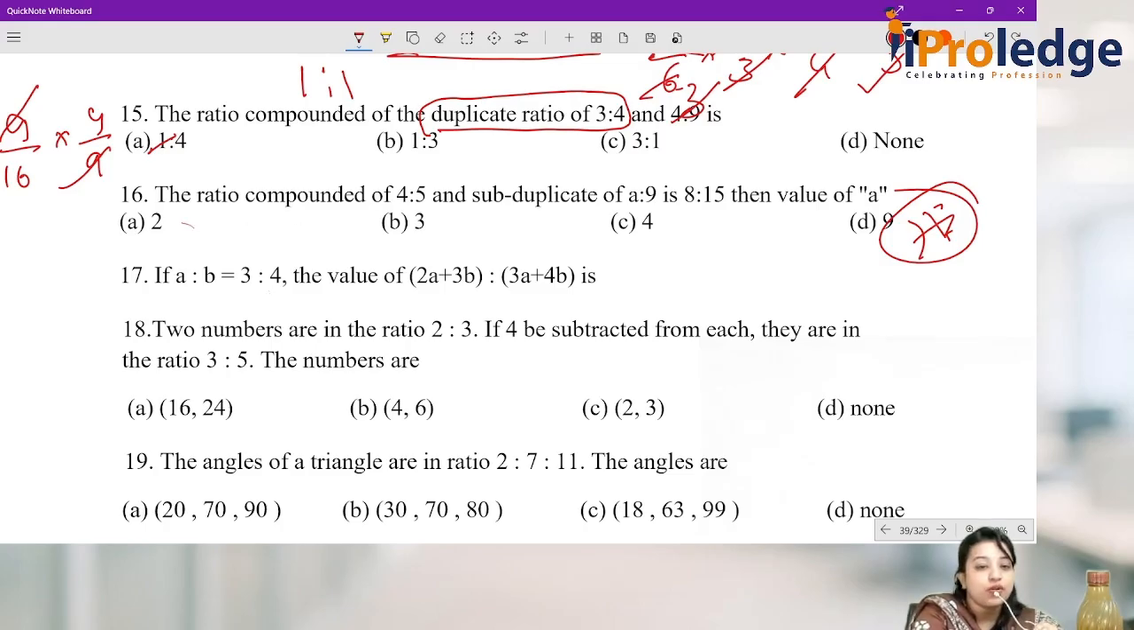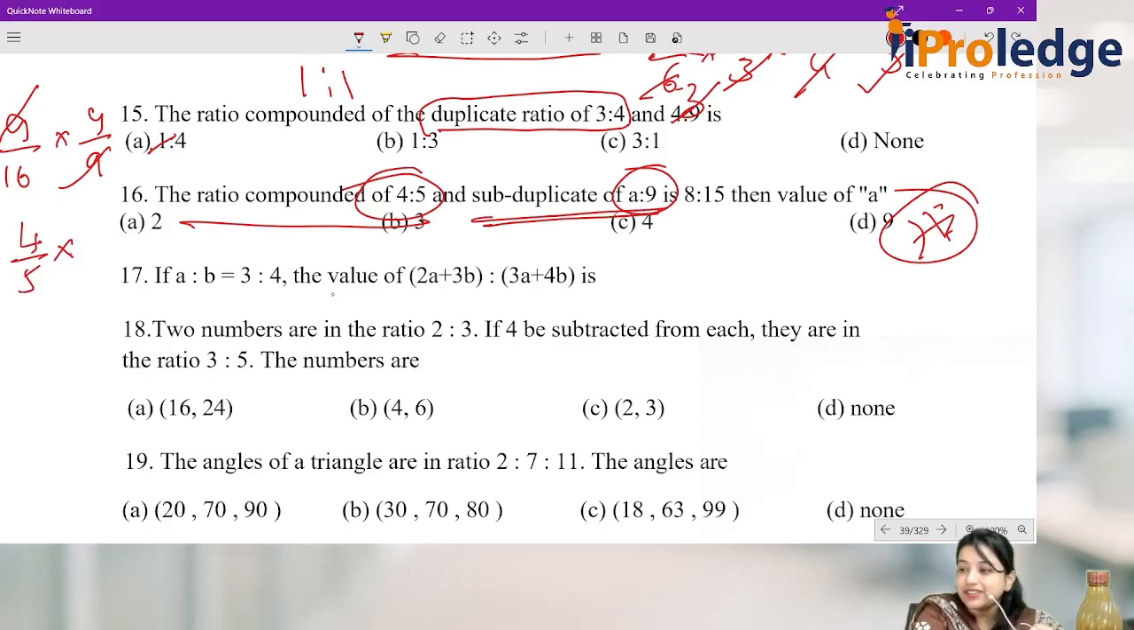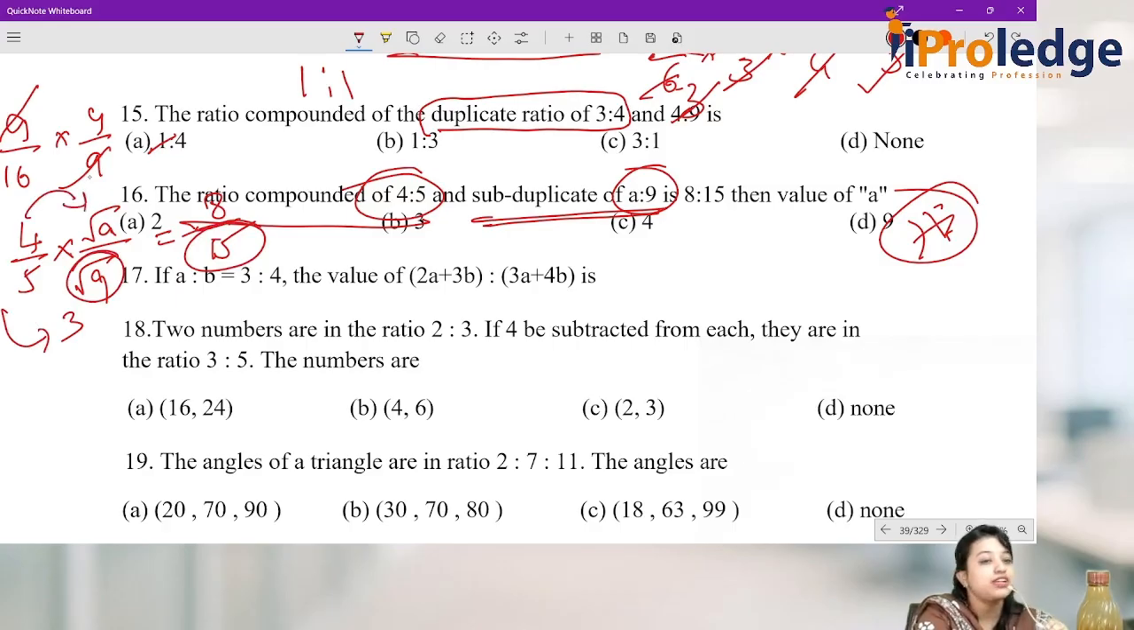The ratio compounded of 4:5 and the subduplicate ratio of A:9. So compound, ಯಾರನ್ನ multiply ಮಾಡಬೇಕು, 4 by 5 into what? Subduplicate is square root. So square root of A divided by square root of 9. What's the answer? 8 by 15. What is square root of 9? So 5 3s are 15. So 4 into what has to be multiplied? 2.